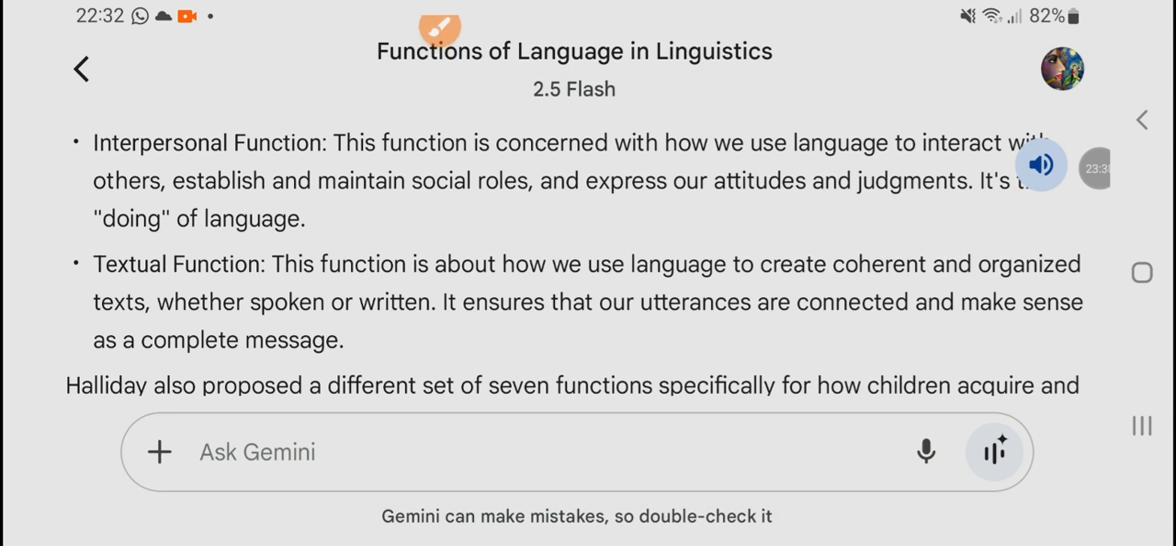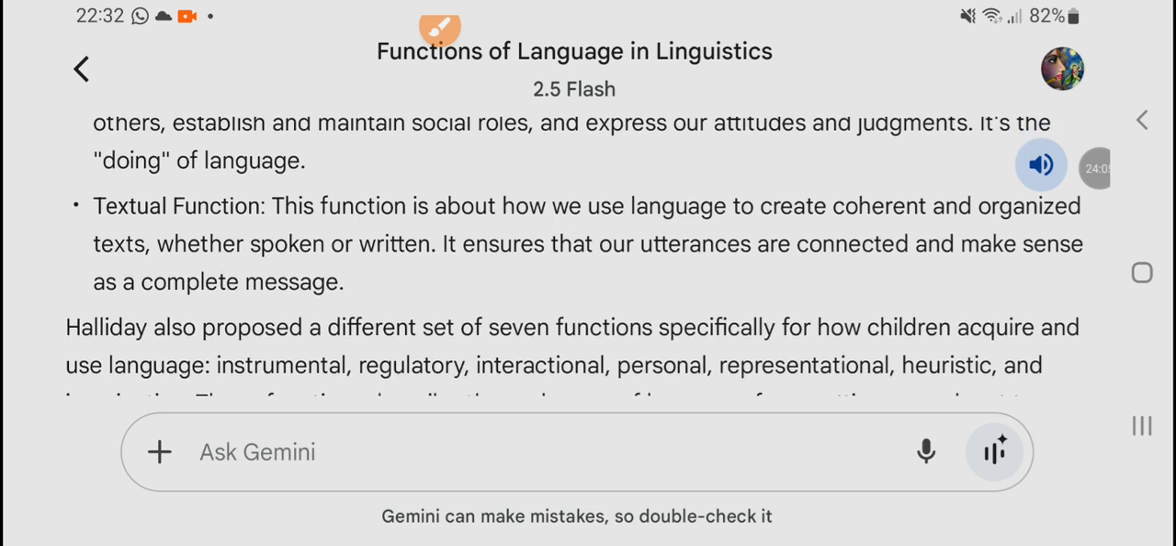So whenever we interact with someone, right, the purpose is social roles, with attitude and judgment. So what he says is the doing of language, how language works. If you are rude, it will reflect from your language. If you are soft, it will be reflected by your language, which is called interpersonal function.